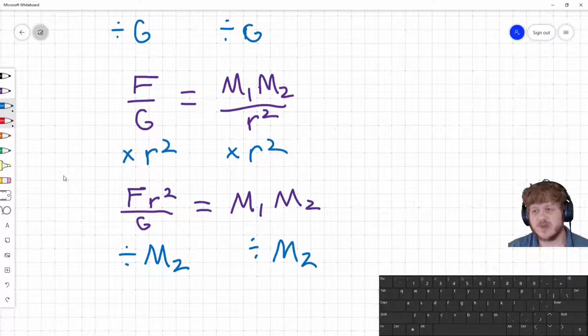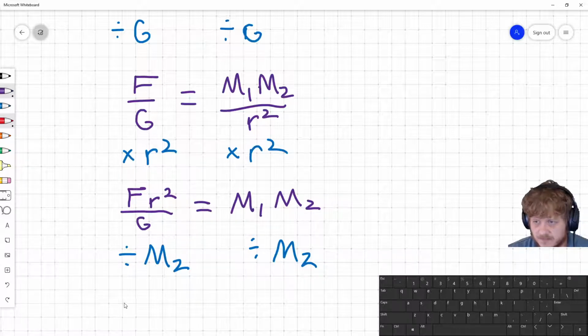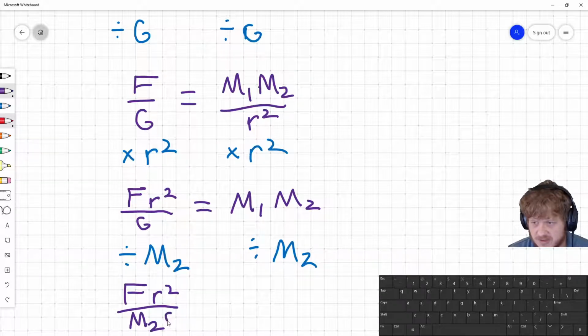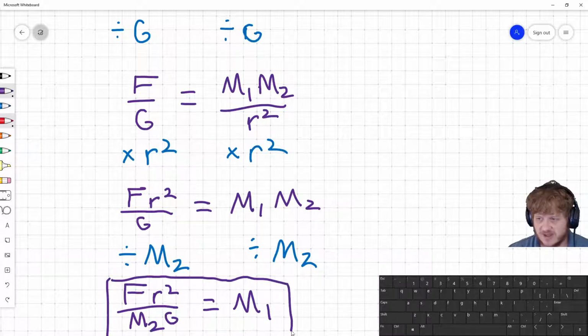So if we divide by m2, it's the same as if we were to divide by m1. And so when we get this, we can just basically interchange m1 and m2. So we have m2g equals m1. And so this would be a possible solution for us to solve for m1.